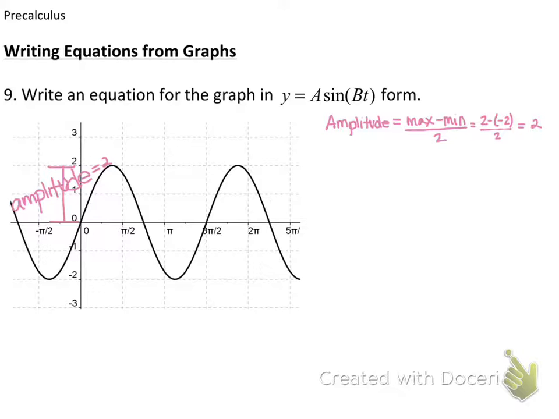The next part is finding our b value. So the change in our period is our b value. So we have 2 pi over your period. Well, to do this, we need to figure out what the period is. So when I start at 0 and I graph a full cycle, then I end at 3 pi over 2. So 1 period equals 3 pi over 2. That is the full length.